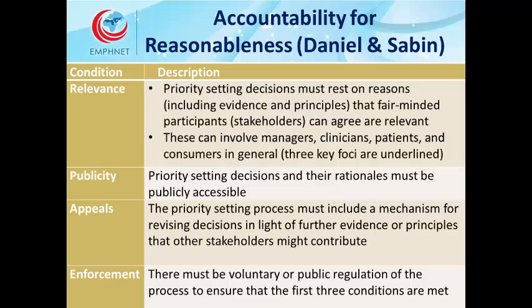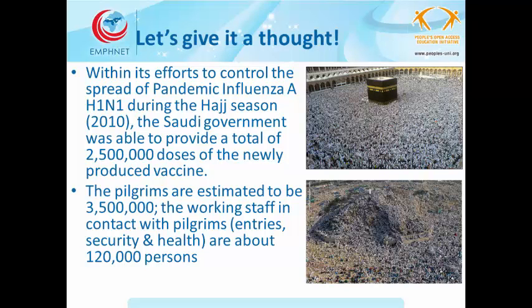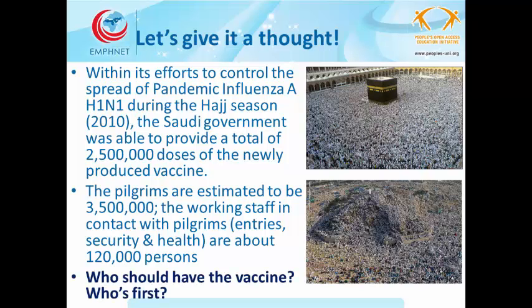Let me finish with this example. Within its effort to control the spread of pandemic influenza A, H1N1, during high season in 2010, the federal government was able to provide a total of 2,500,000 doses of the newly produced vaccine. The pilgrims are estimated to be 3,500,000. The working staff in contact with the pilgrims, like the entry officers, the security officers, and the health personnel, are about 120,000 persons. Let's have a thought, and we can submit that later on in an assignment. Who should have the vaccine, and who is first, and how can we justify the allocation of these vaccines?